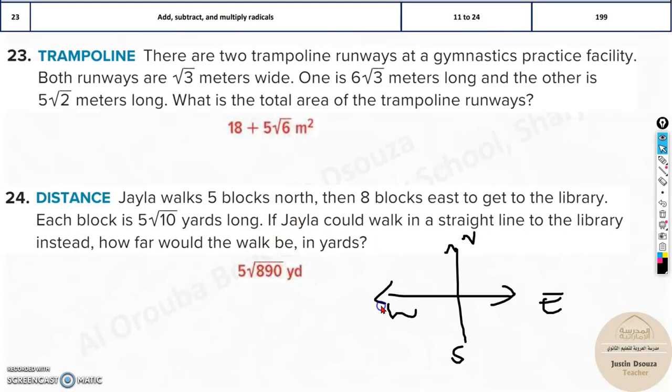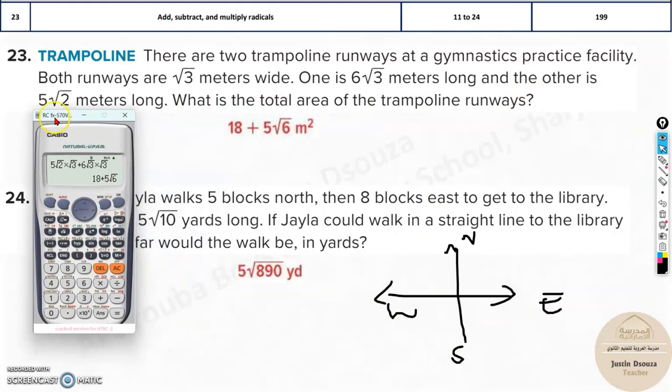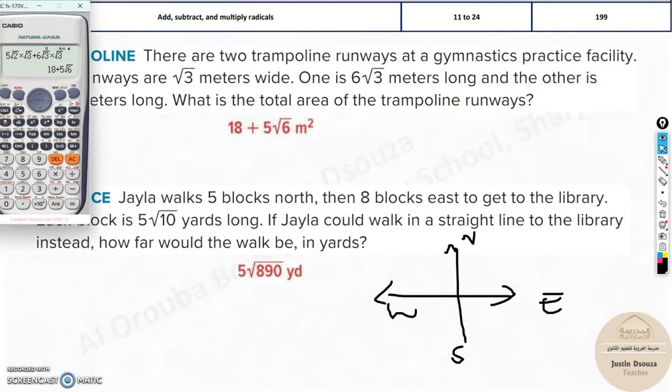Since this is Pythagoras theorem, I'll do this one because it's not that hard. You need to know the diagram. Make sure when you're writing this in the final exam, do the diagram and then solve. Here, north is up, east is right, south is down, and west is left. And let's read this. Jayla walks 5 blocks north. So 1, 2, 3, 4, 5. So whatever this distance is would be 5.